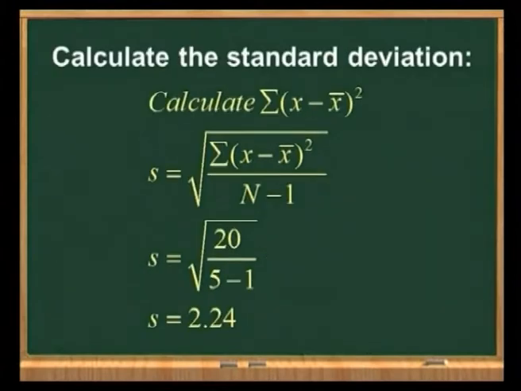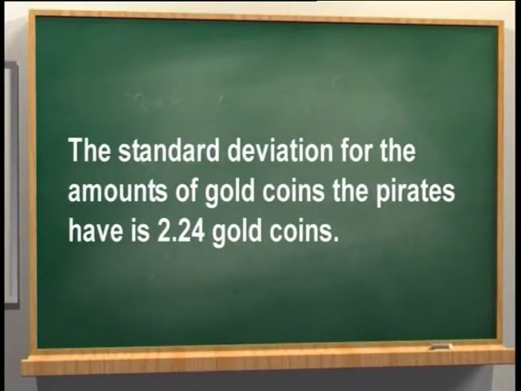Step 4. Calculate the standard deviation. S is equal to the root of sigma (x minus x bar) the whole squared divided by n minus 1. That is the square root of 20 divided by 5 minus 1. And the standard deviation is 2.24. The standard deviation for the amounts of gold coins that pirates have is 2.24 gold coins.